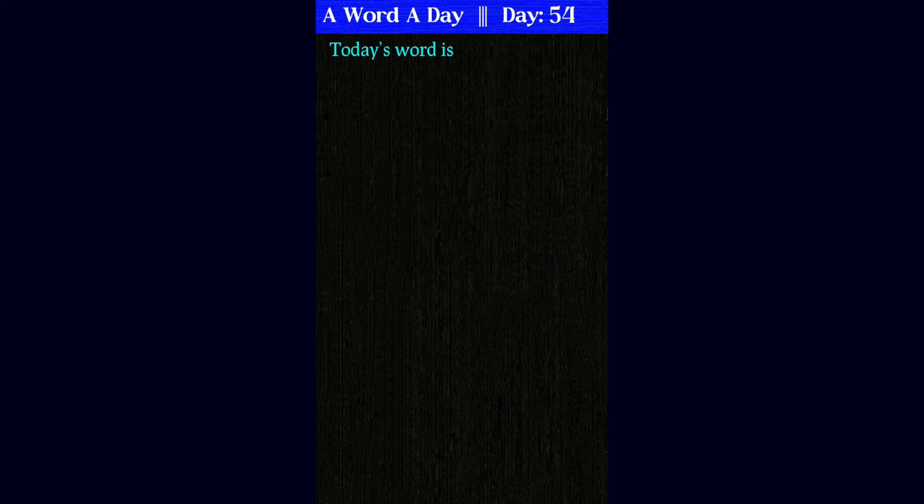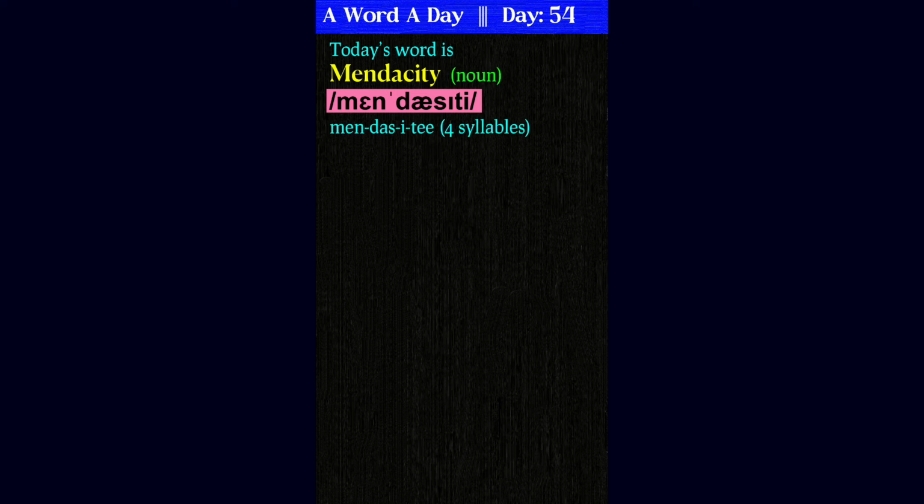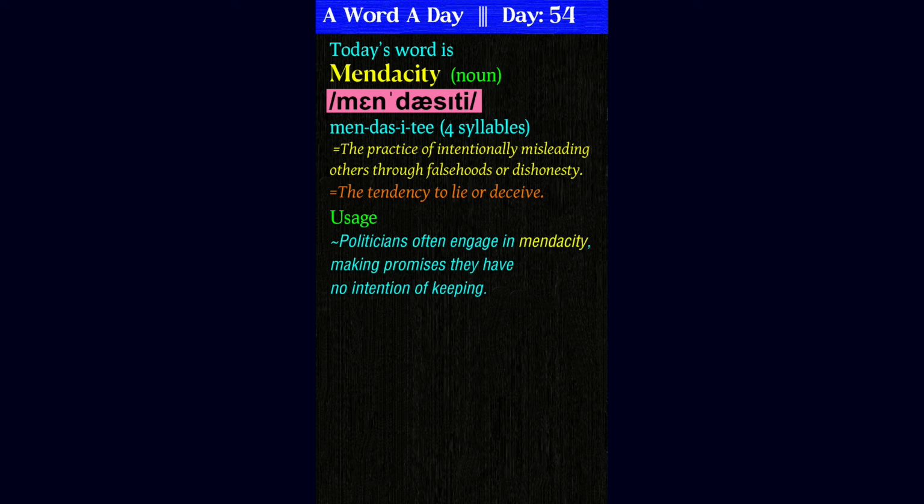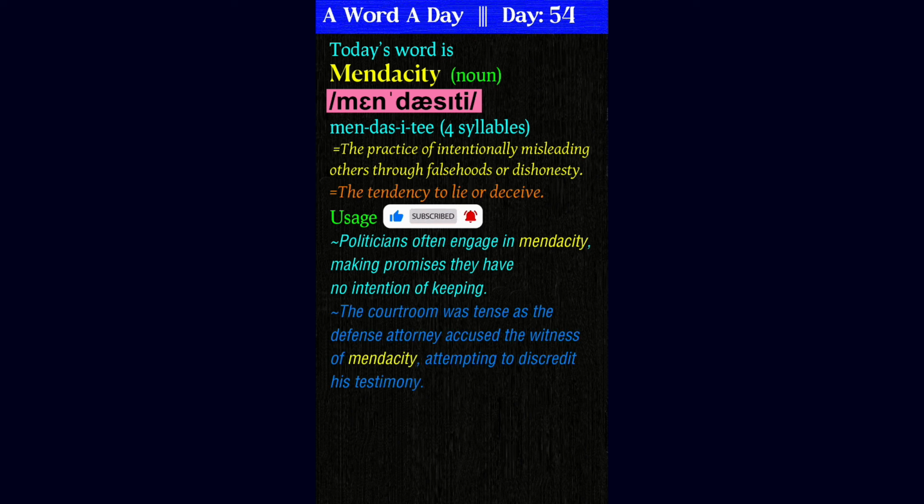Day 54. Today's word is mendacity. Mendacity. 4 syllables. Mendacity is a noun. Mendacity means the practice of intentionally misleading others through falsehood or dishonesty, or the tendency to lie or deceive. Usage: Politicians often engage in mendacity, making promises they have no intention of keeping. The courtroom was tense as the defense attorney accused the witness of mendacity, attempting to discredit his testimony.